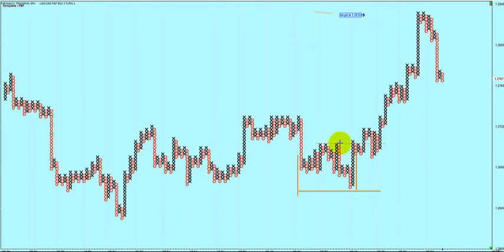So here's my entry. The entry right here is this X right there. That's 1.2707.